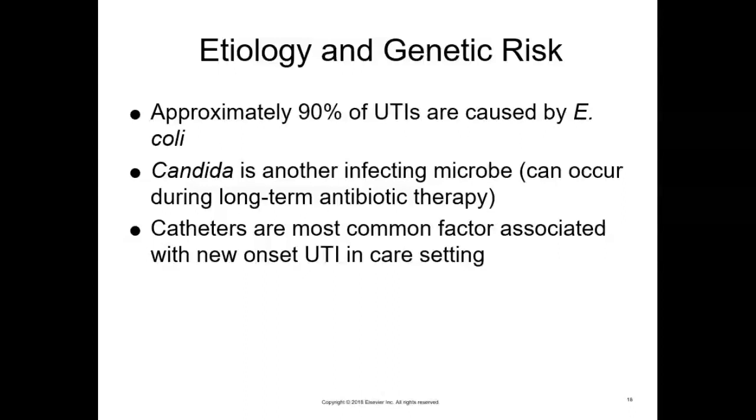Infectious cystitis typically is caused by pathogens from the bowel or, in some cases, the vagina. About 90% of UTIs are caused by E. coli. Candida is another infecting microbe. Catheters are the most common factor associated with new onset UTIs in the hospital or long-term care settings. Within 48 hours of catheter insertion, bacterial colonization along the urethra and the catheter itself begins. About half of patients with an indwelling catheter become infected within 1 week of catheter insertion.